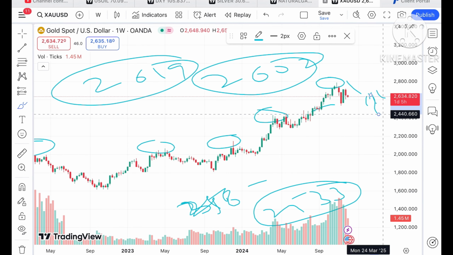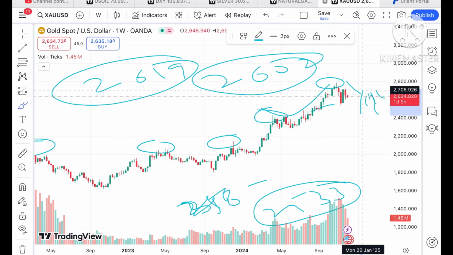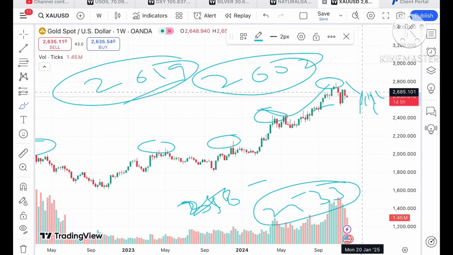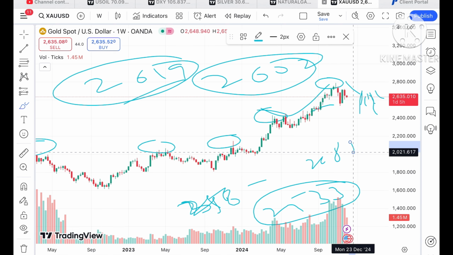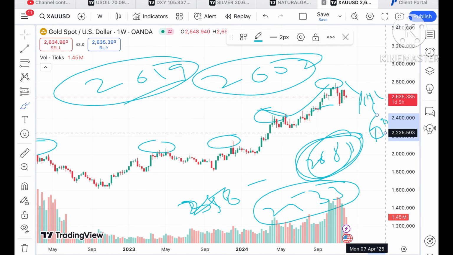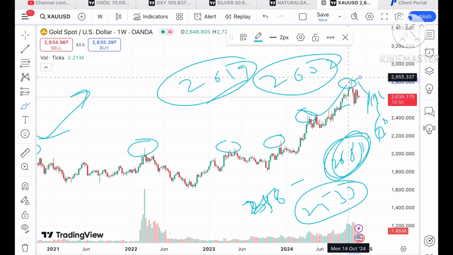But if that doesn't sustain, we can see a further downfall. But if the price keeps moving above a level of around 2619, or if it starts sustaining over the level of $2685, which is a strong resistance, there is a chance of making a new high, and it can touch its all-time high.